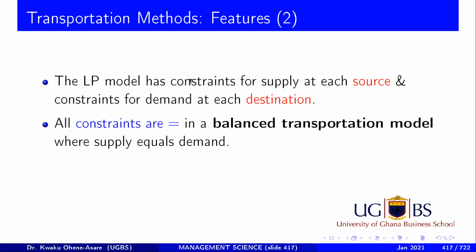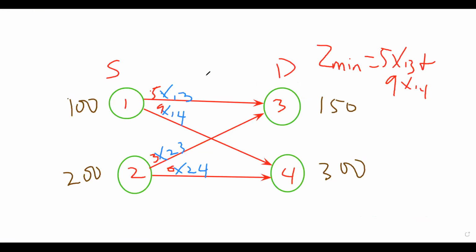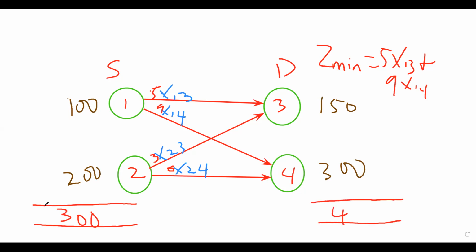Now, here is the thing. There are 2 kinds of transportation models. One of them is a balanced transportation model where the total supply equals the total demand. Now, let me give you an example. A balanced transportation model is where the total supply equals the total demand. Now, look on the screen here. The total supply is 300, so those are 300 items for the total supply. What is the total demand there? It is 450.